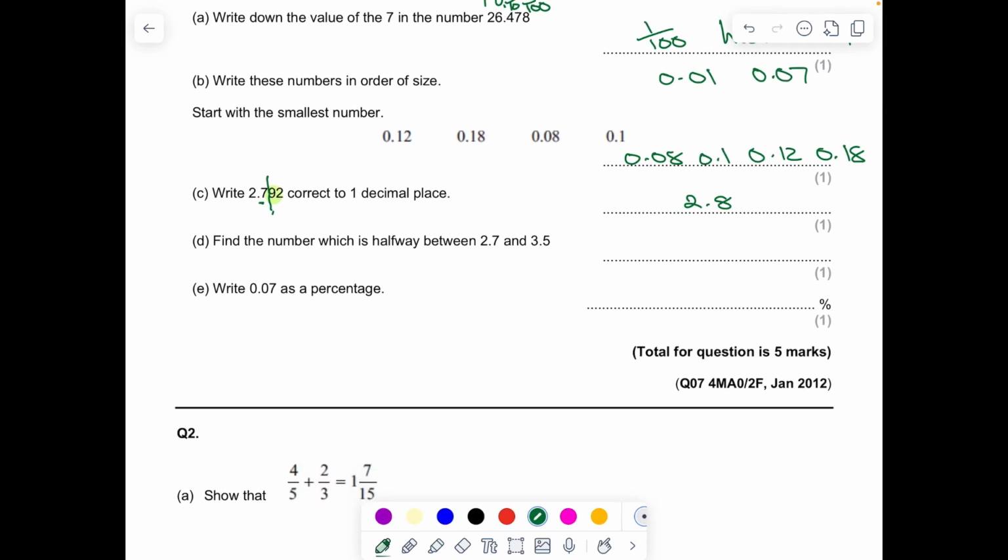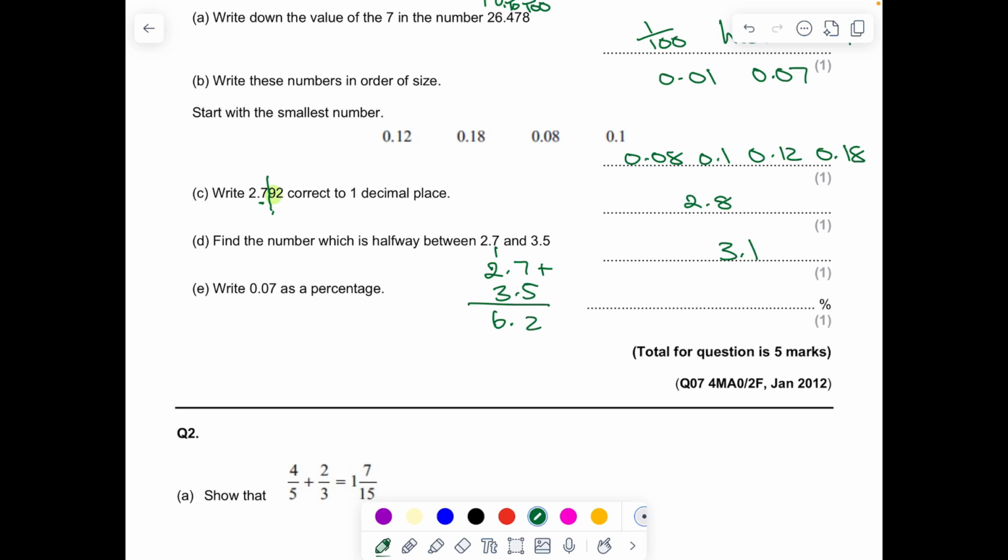D, find the number which is halfway between these two. If you really struggle with finding halfway, what I normally do is I do 2.7 plus 3.5, which gives me 6.2, and then I halve it, which is 3.1. That's halfway between 2.7 and 3.5.